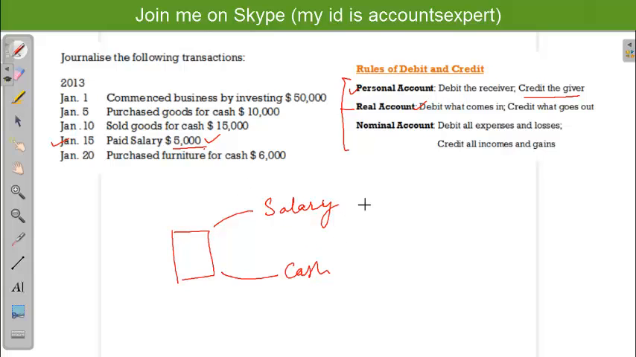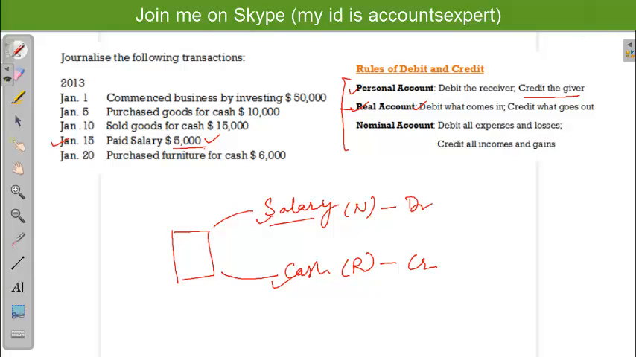Now the salary, we know that salary is expense, so it is a nominal account, and cash is a real account. And now the rule of nominal account says that debit all expenses and losses. So salary is expense, so we will debit this account as per the rule, debit all expenses and losses. And cash gone out, so the rule of real account says that credit what goes out, so cash account will be credited. So the final conclusion is that to record this transaction in the books of accounts, salary account will be debited and cash account will be credited.